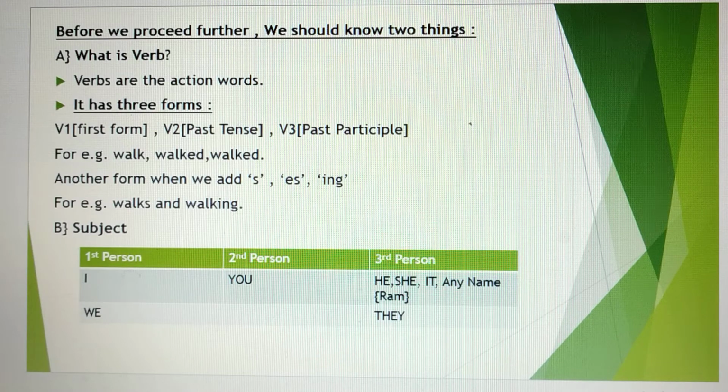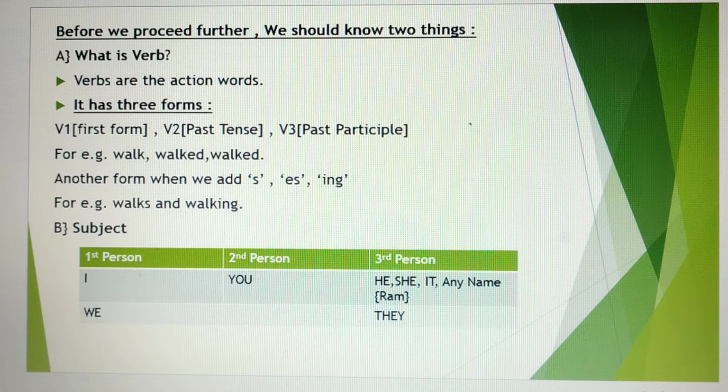Before we proceed further, we should know two things. What is verb? You all know verbs are the action words. It has three forms. First form, second form that we use in past tense, third form we use as a past participle, or you can say we use in all perfect tenses and in passive voice. For example, walk, past tense walked, past participle walked.